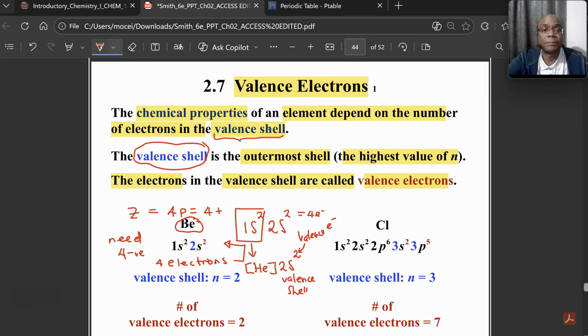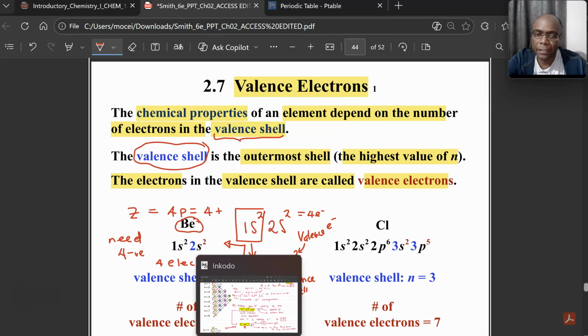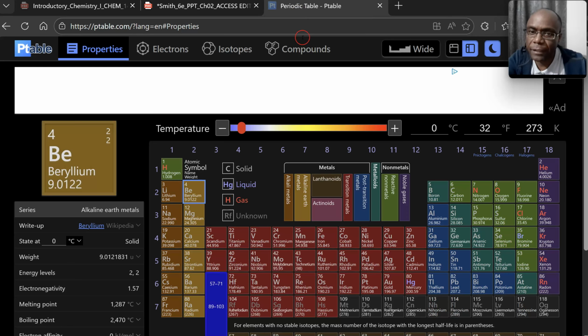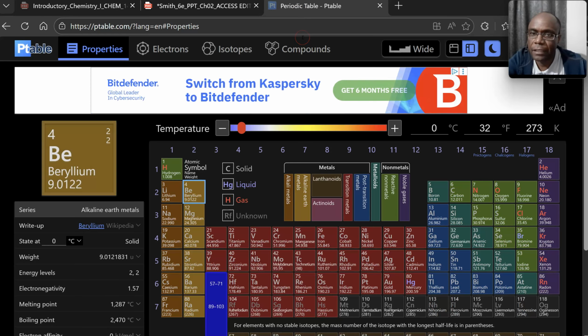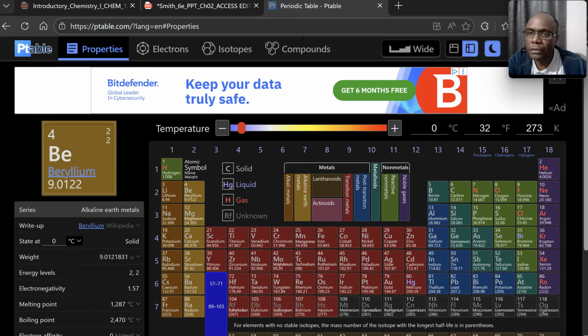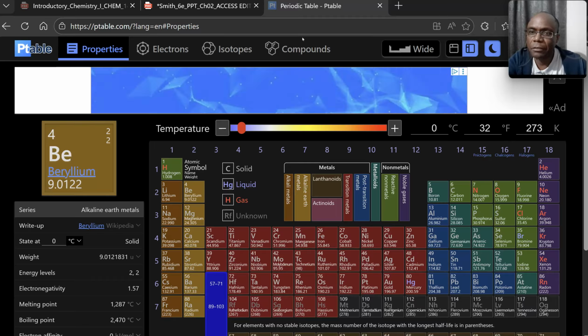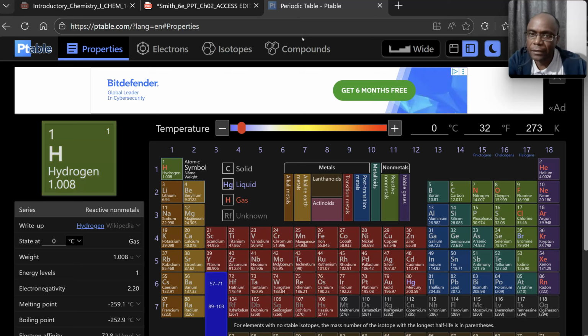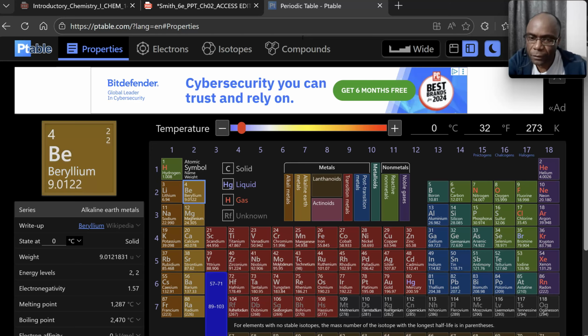Those are the ones that participate in reaction, and the valence electrons tell us that beryllium should be in the second column of the periodic table, and you see him right there where you have the blue box highlighted. It's in the second column. The numbers you see in this box, these two numbers here, that's the electronic configuration, 1s2, 2s2. Okay, and beryllium has 4 protons, 4 electrons.